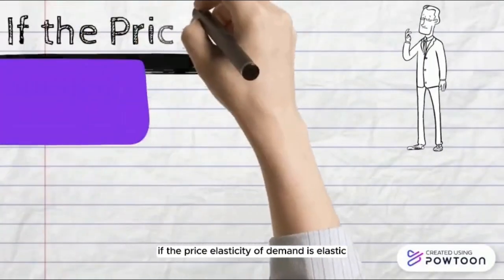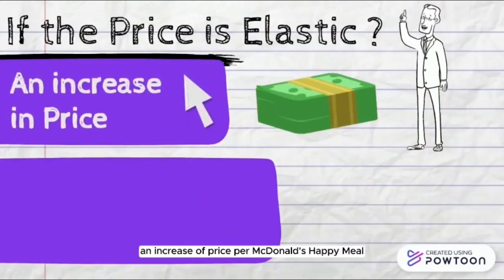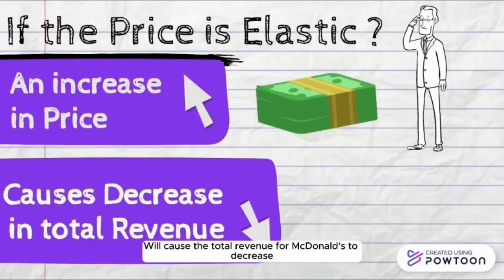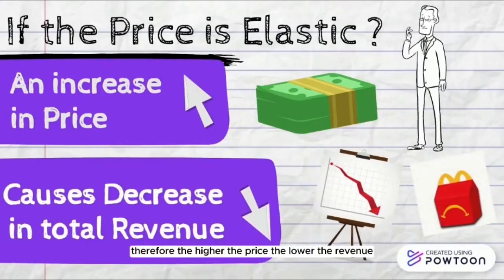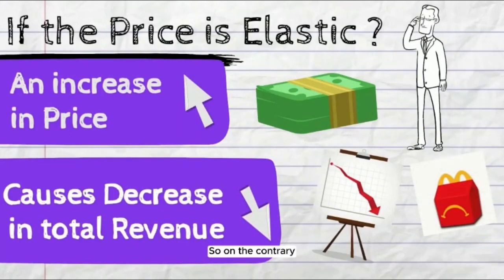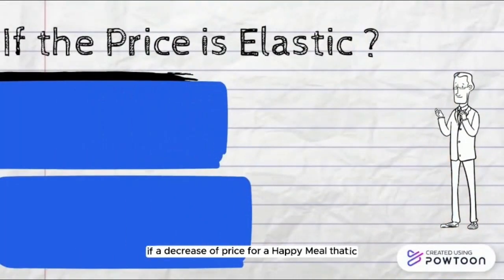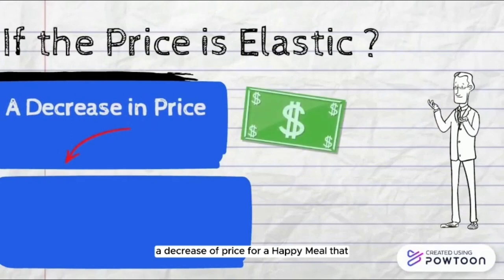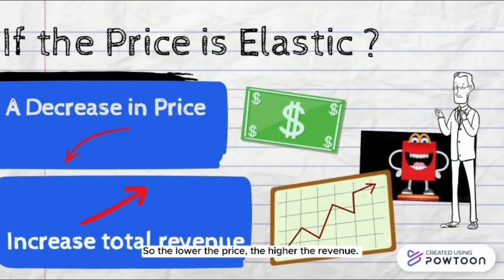In the discussion, if the price elasticity of demand is elastic, an increase of price for a McDonald's Happy Meal will cause the total revenue for McDonald's to decrease. Therefore, the higher the price, the lower the revenue. On the contrary, if the price elasticity of demand is elastic, a decrease of price for a Happy Meal at McDonald's will cause the total revenue to increase. So the lower the price, the higher the revenue.